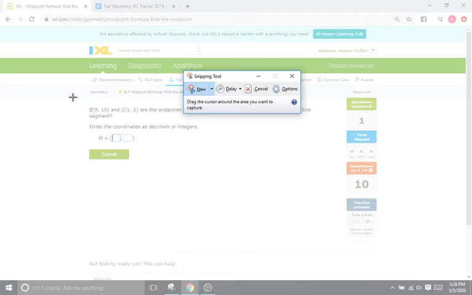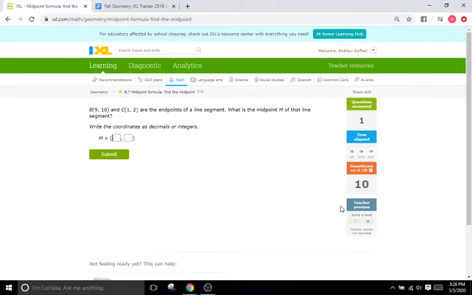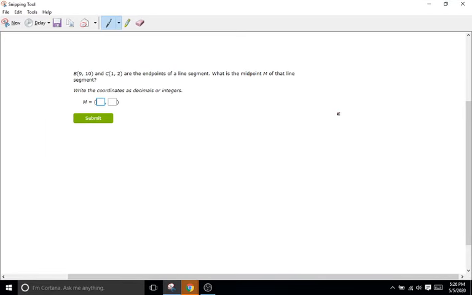Okay, so we have another two points right here. What is the midpoint between 9 comma 10 and 1 comma 2? Again, use the midpoint formula. M equals x1 plus x2 divided by 2, comma, y1 plus y2 divided by 2. So our first coordinate we'll have x1 comma y1, and then x2 comma y2.